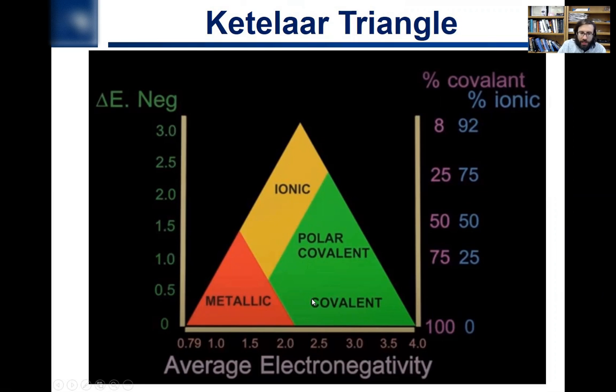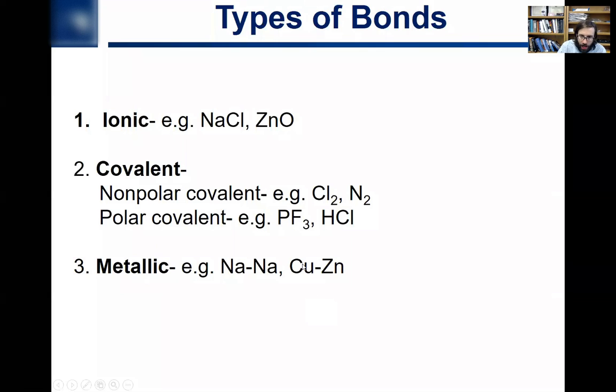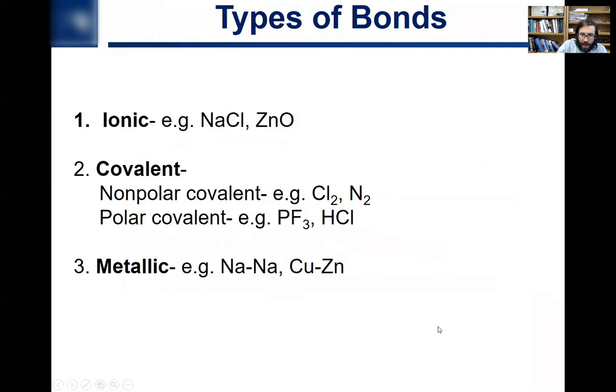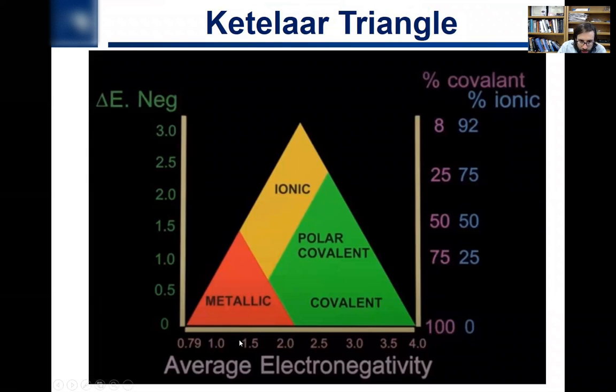So if you have something like copper and zinc, this is a metallic bond. If we go back to the copper and zinc electronegativities, the delta electronegativity there is only 0.3. The average electronegativity of copper and zinc is going to be 1.9 plus 1.6, which is what? 1.75. So your average electronegativity is going to be over here, 1.75. But your delta is only 0.3. So you're going to be a metallic bond.